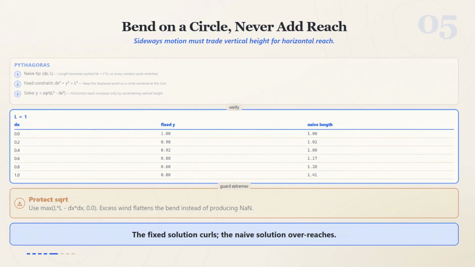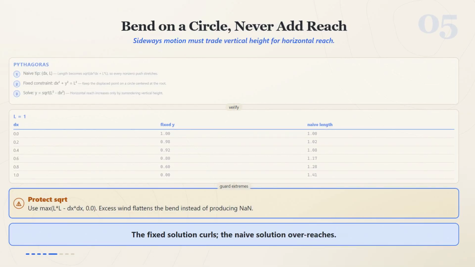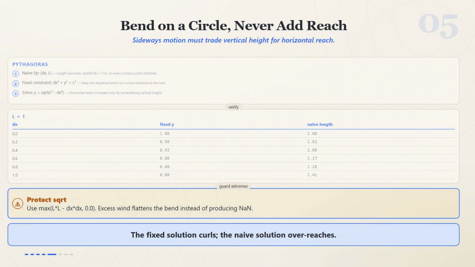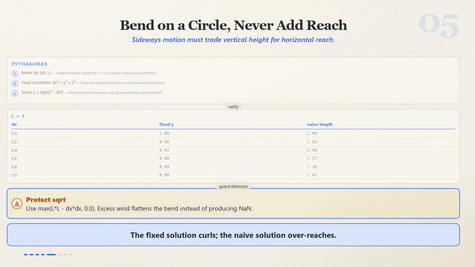The table shows fixed height falling while the true radius remains 1. Meanwhile, naive length climbs from 1 to 1.41 at full sideways reach. Clamp the radicand to 0 before the square root, preventing negative inputs and NaN vertices.